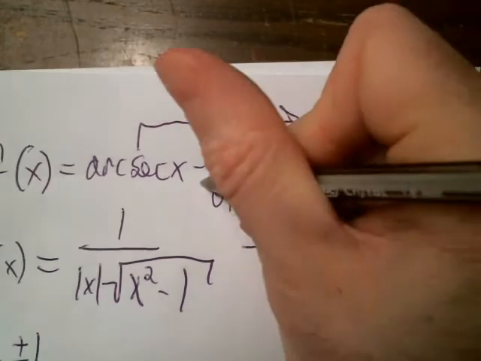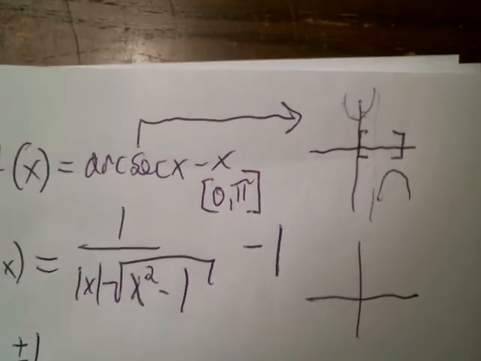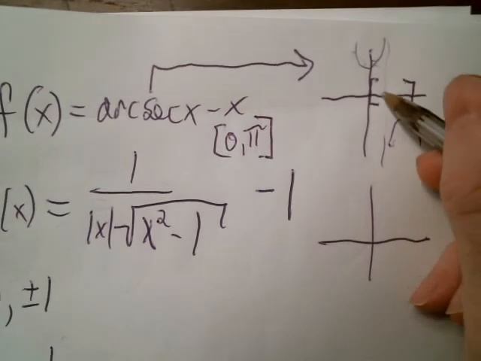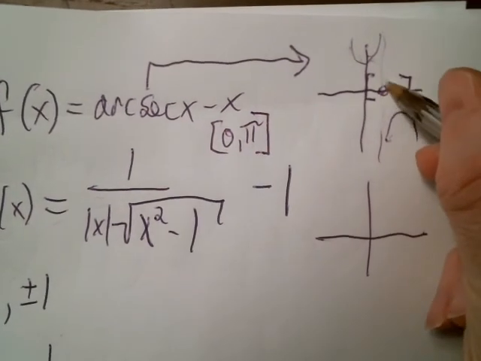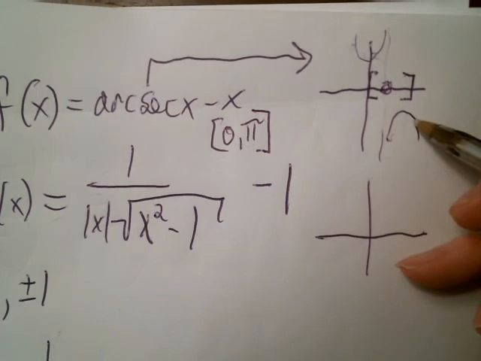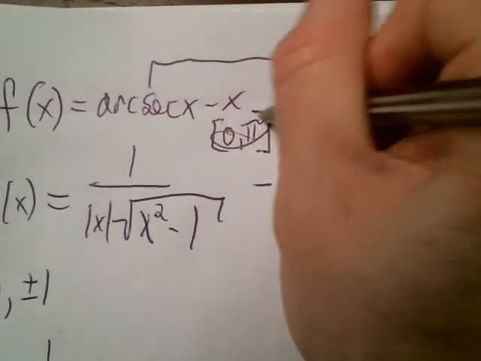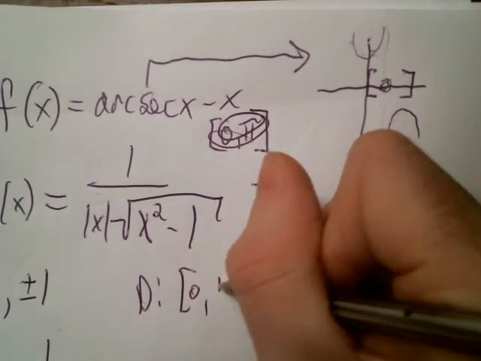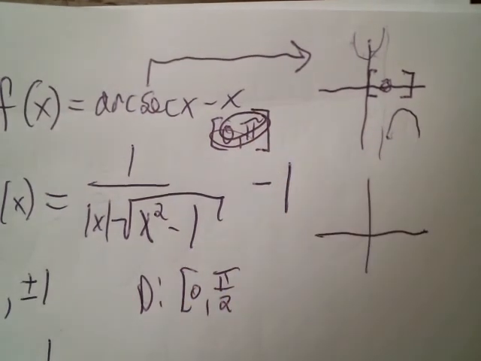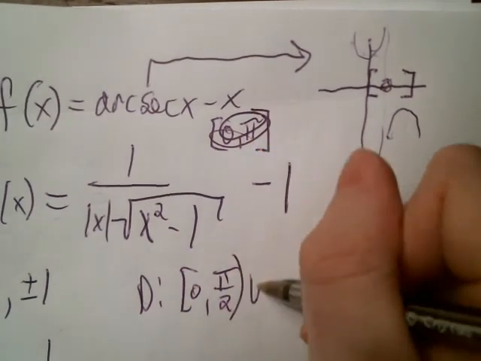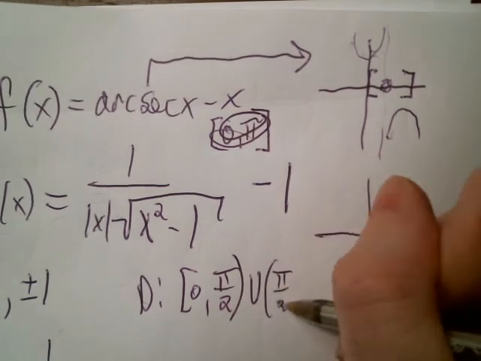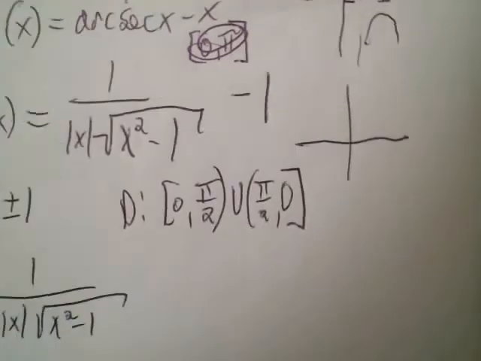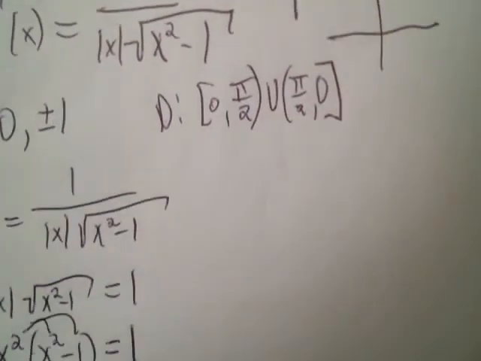Okay? And there's going to be an issue right in here at pi over 2. So you don't include that either. So the domain that we're worried about apparently is from 0 to pi over 2, and then unioned with pi over 2 to pi. So you need to take that in consideration when you start playing around with this thing.